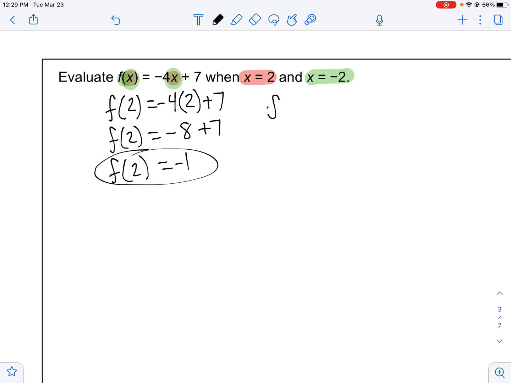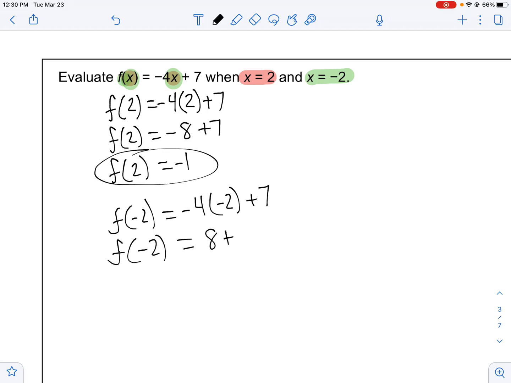So now I'm going to get f of negative 2, and I'm going to change all of the x's to negative 2. Everything else stays the same. So f of negative 2 equals 8 plus 7. So f of negative 2 is 15.